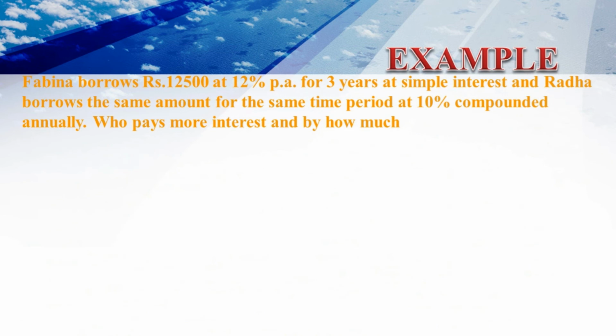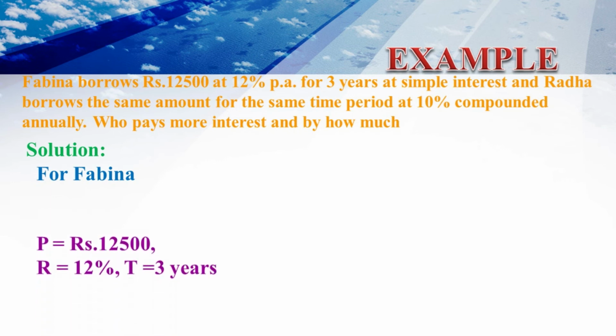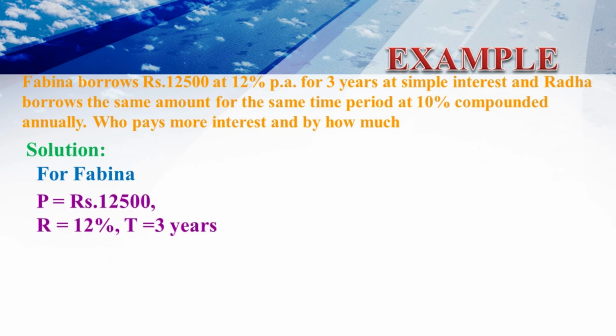Febina borrows rupees 12,500 at 12% per annum for 3 years at simple interest. And Radha borrows the same amount for the same time period at 10% compounded annually. Who pays more interest and by how much? Here, Febina got simple interest and Radha got compound interest. First, we will see Febina. P is 12,500 and R is 12% and T is 3 years.